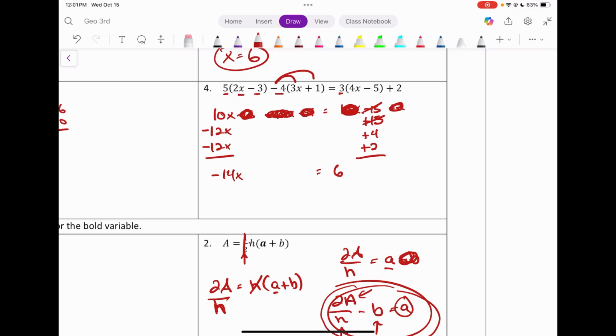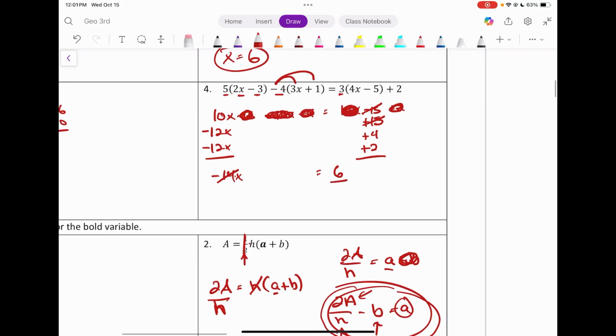It gives you 6. Last step, in order to get the x by itself, since these are being multiplied, I'm going to divide by negative 14, and I like to put my negative out front. So x is equal to negative 6/14, which needs to be reduced to negative 3/7.